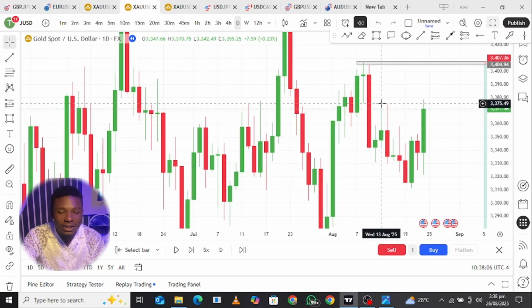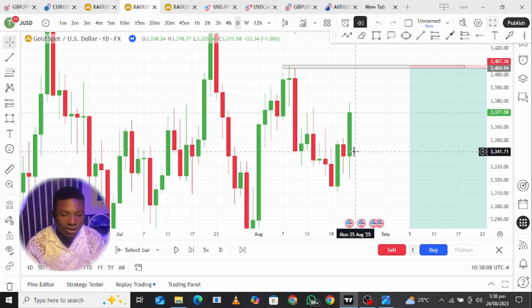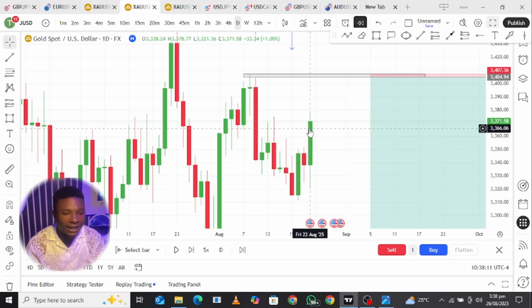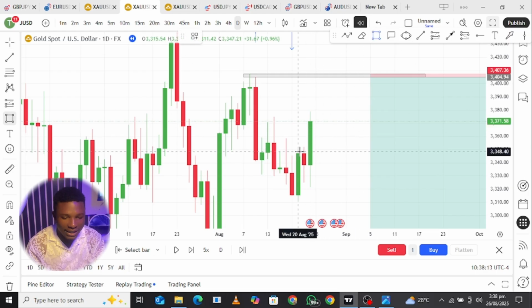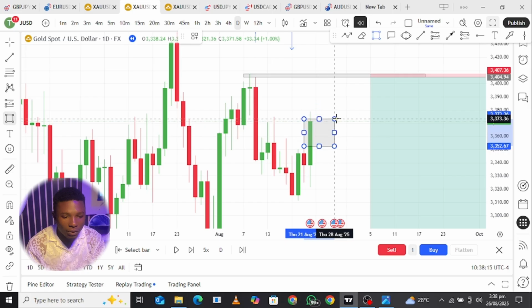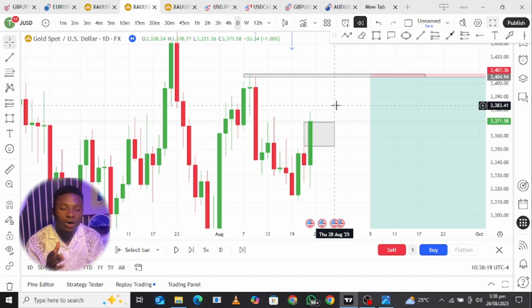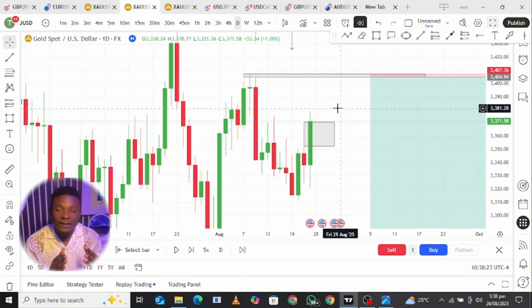So this is what actually happened on Friday. So markets ended up closing right here on Friday, and then we have what? A very big gap right here. The market has to close. So we are expecting what? A new day candle, which is a Monday candle, to come all the way down to close this particular gap. Because in forex trading, there must not be gap. So price has to close every single gap in the market.